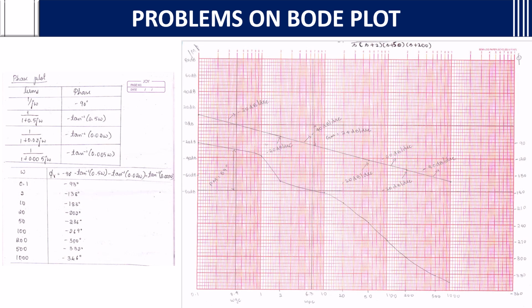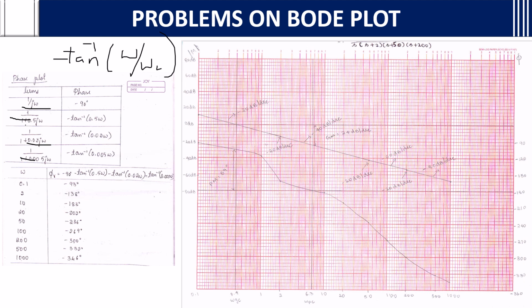Then you want the phase plots also, right? For the phase plots also you will take all the terms, and the formula will be minus tan inverse of omega by omega c. As the omega c value you have is 0.5, that is 1 by 0.5.